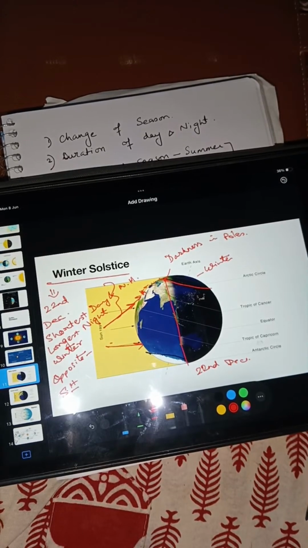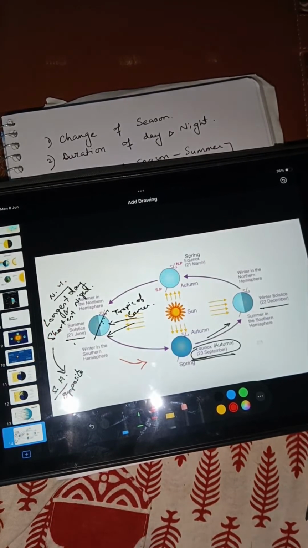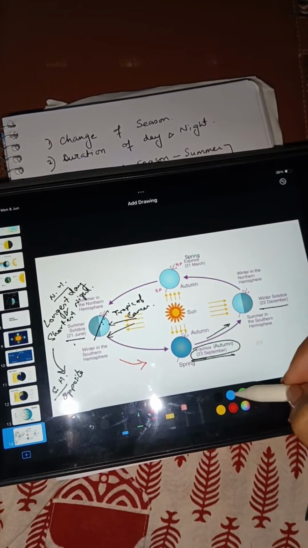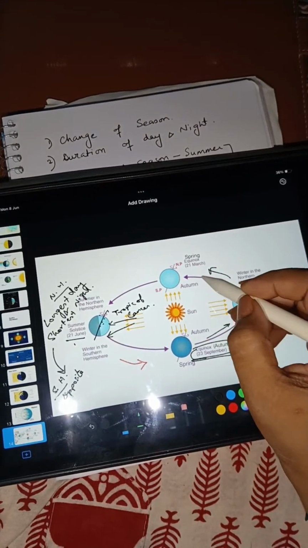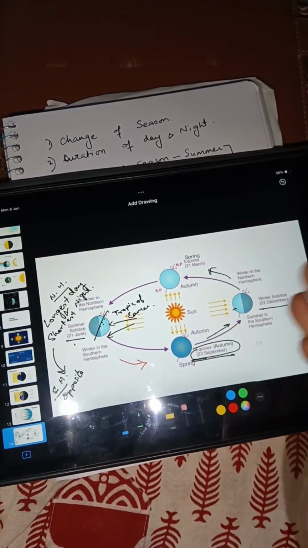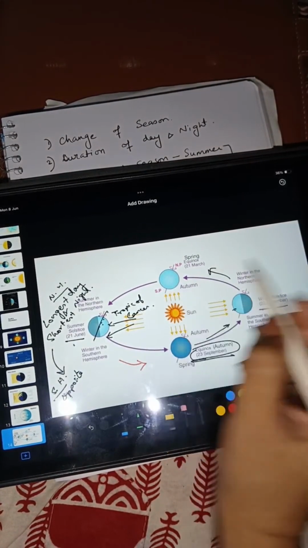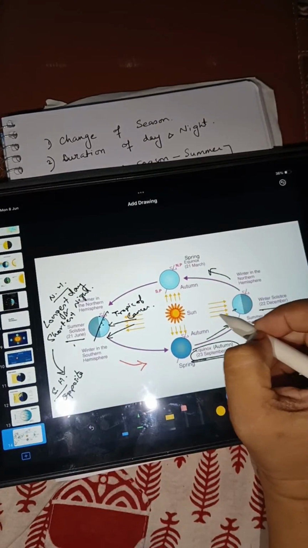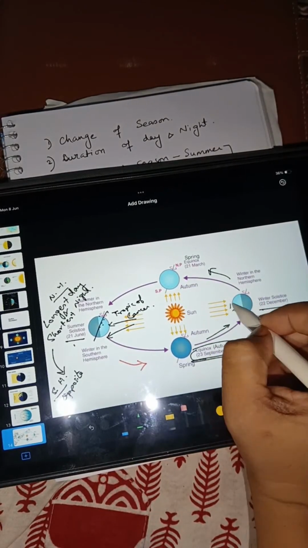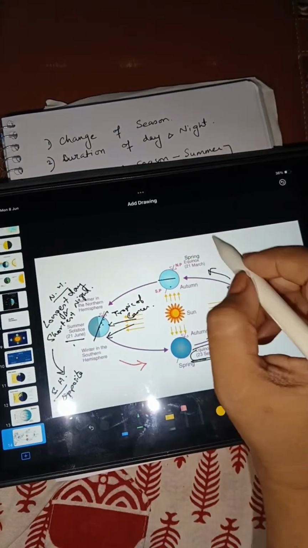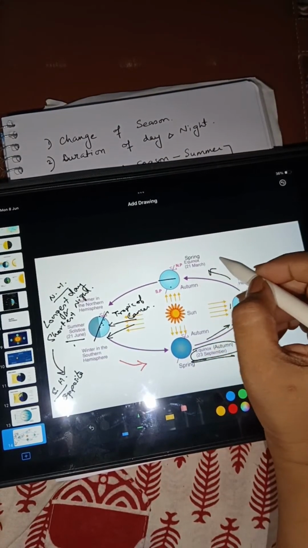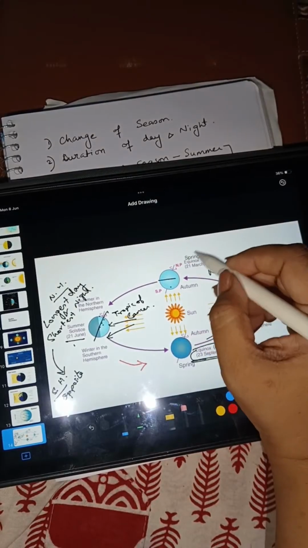Then, due to the Earth's revolution, after 22nd of December, when the direct ray is on the Tropic of Capricorn, it seems that the Earth is again moving towards the equinox position. As it moves, the direct sun ray falls on the equator, it is directly hitting the equator, and again we are getting equinox, and here now what we have is spring equinox.